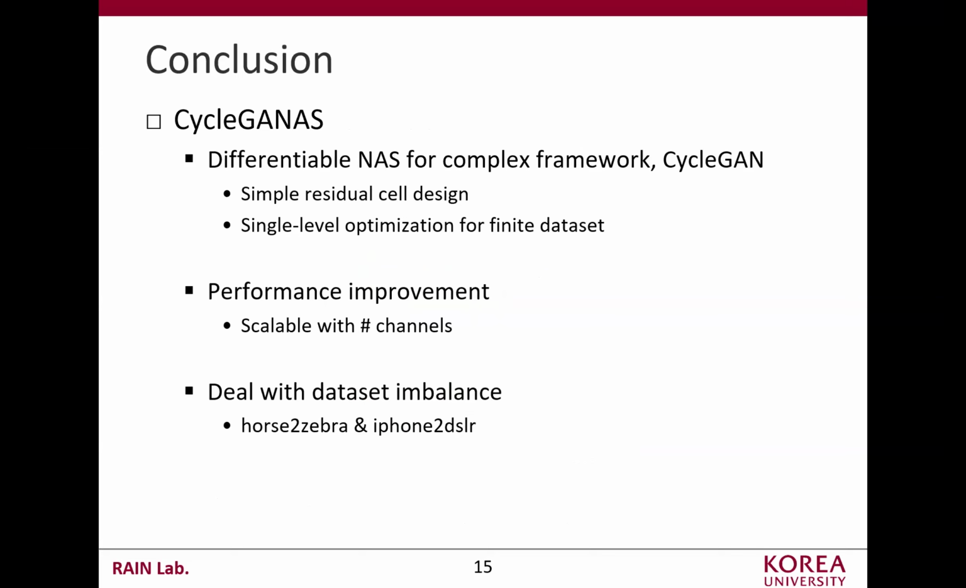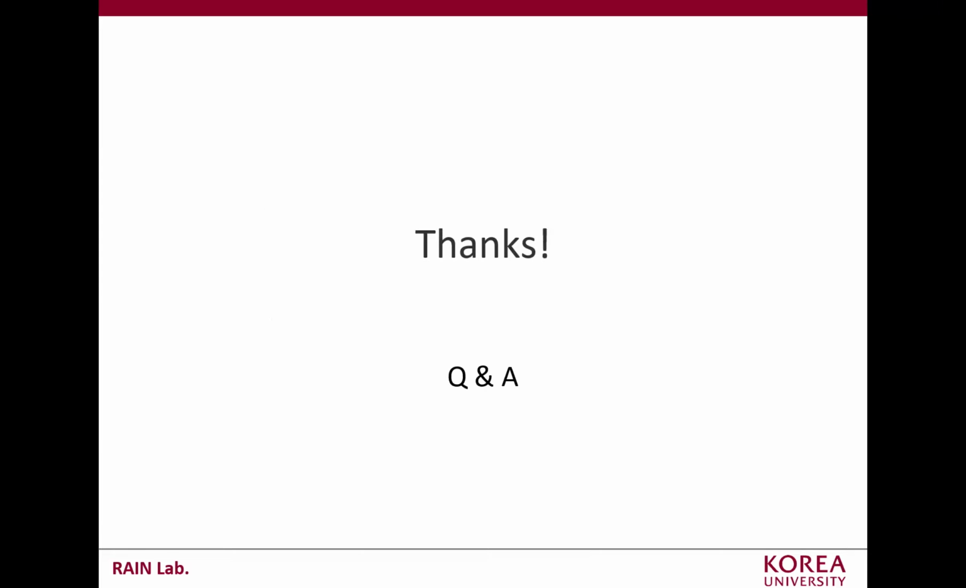So in conclusion, we built a CycleGAN-S framework, a differentiable NAS for a complex framework called CycleGAN. We used a simple residual cell design, and we used single-level optimization for the finite data set of CycleGAN. We see performance improvements, and it scales with the number of channels. More importantly, we see that the CycleGAN-S architectures are able to deal with data set imbalance. We observed this in HorseToZebra and iPhone2DSLR, and especially in HorseToZebra we confirmed the previous reports on data imbalance published by the author of CycleGAN. Thank you for listening, and this is my presentation.